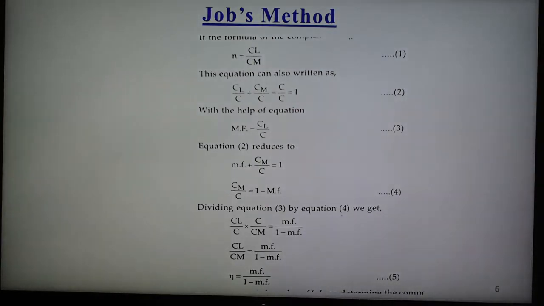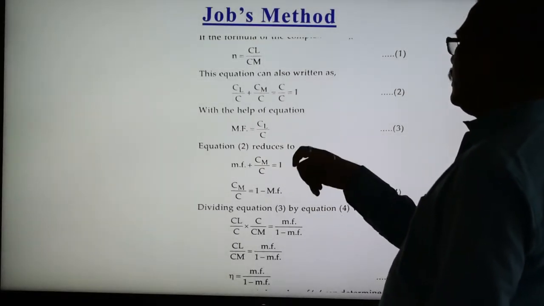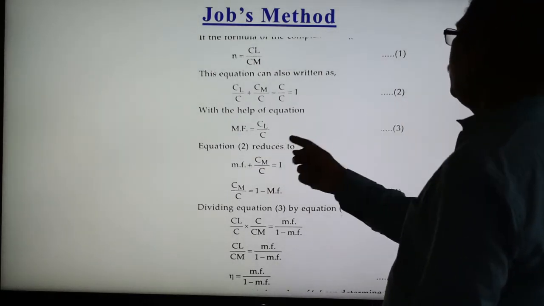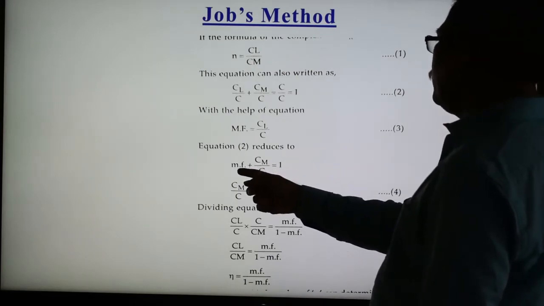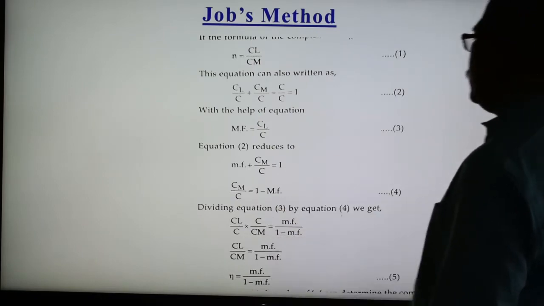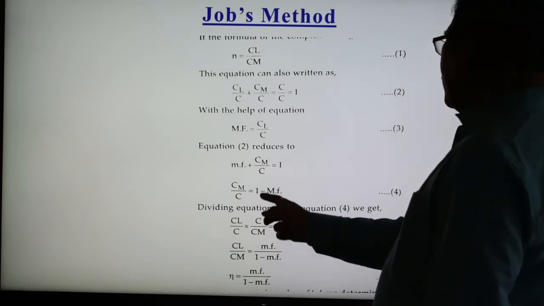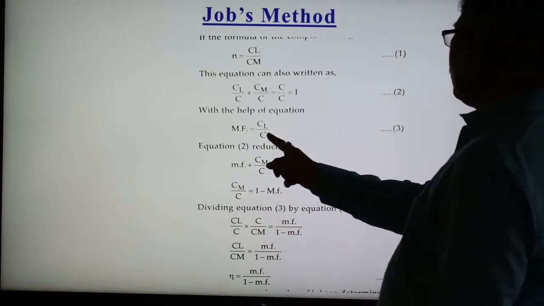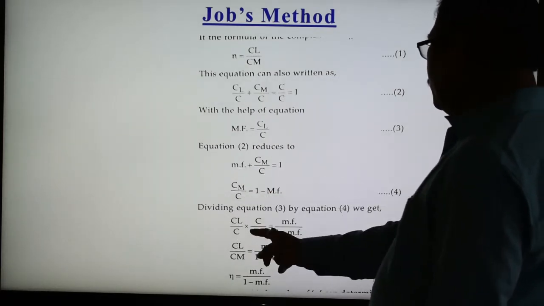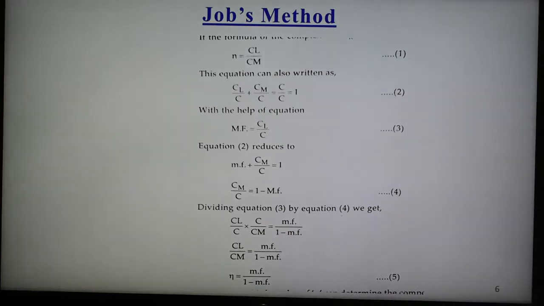With the help of this equation, what is the mole fraction of ligand? Cl upon C, where C is the total concentration of the metal and ligand. From equation 2, the mole fraction of metal equals Cm upon C, which equals 1 minus the mole fraction of ligand. Dividing equation 3 by equation 4, we get Cl by C into C by Cm, which equals the mole fraction Mf upon 1 minus Mf.